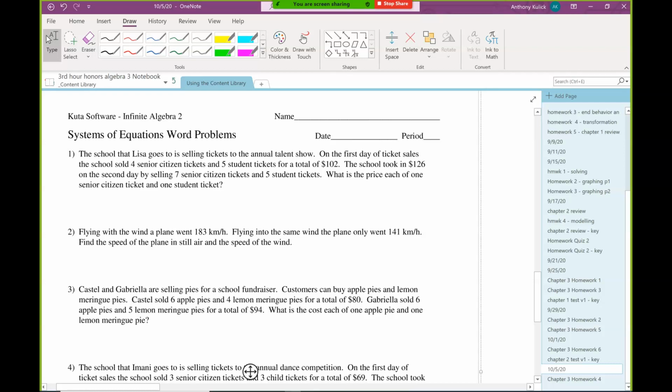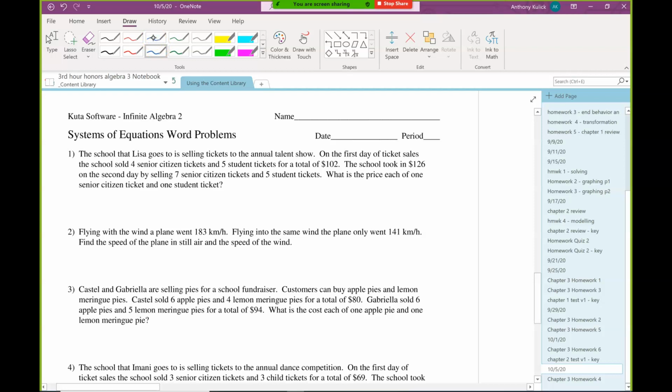So the first problem says the school that Lisa goes to is selling tickets to the annual talent show. On the first day of ticket sales, the school sold 4 senior citizen tickets and 5 student tickets for a total of $102. The school took in $126 the second day by selling 7 senior citizen tickets and 5 student tickets. What is the price of each, of 1 senior citizen ticket and 1 student ticket?